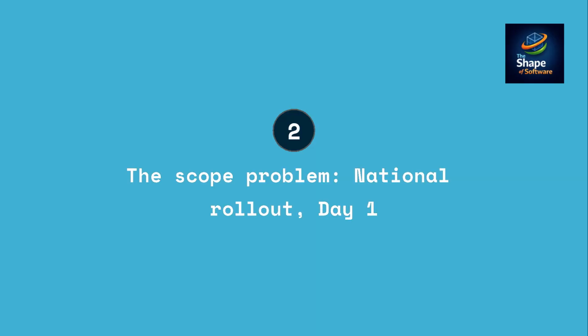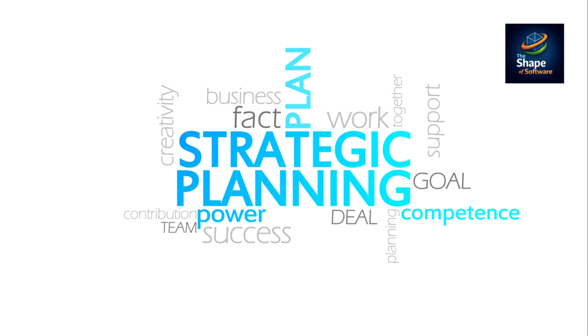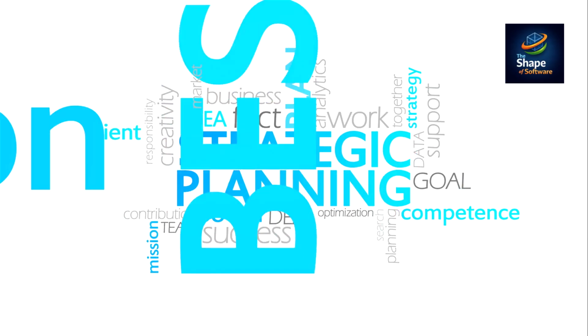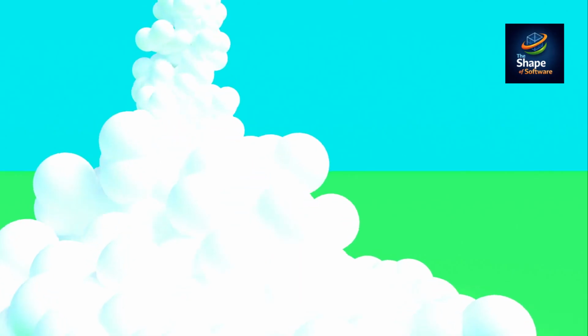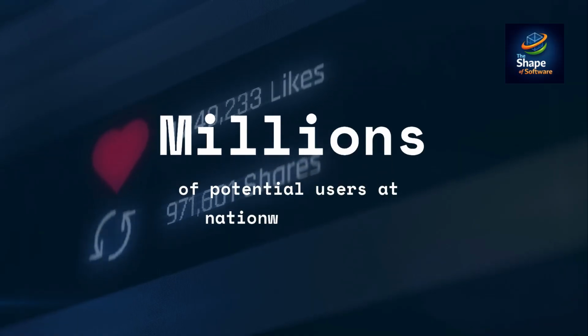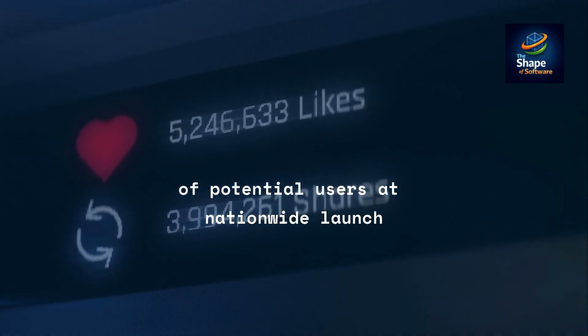2. The scope problem, national rollout, day 1. One of the most consequential decisions was not technical. It was strategic. Healthcare.gov did not launch regionally. It did not launch as a beta. It did not roll out gradually. It launched nationwide on day 1. This meant millions of potential users, national media attention, zero margin for staged failure.